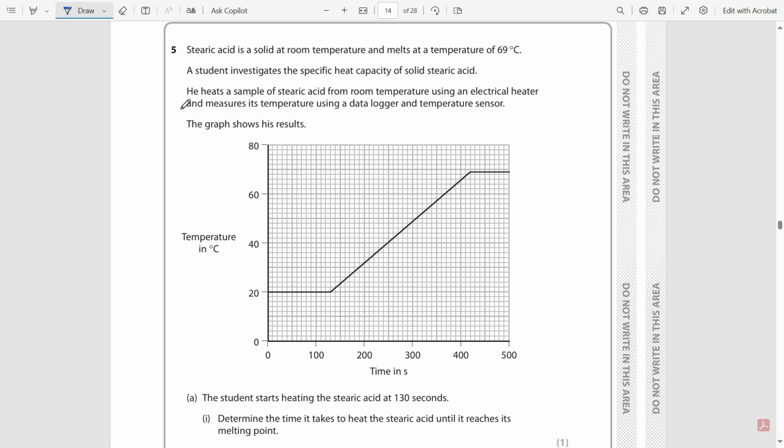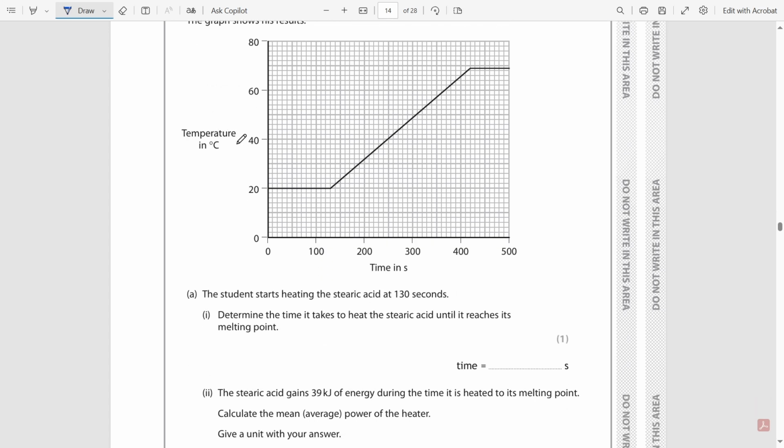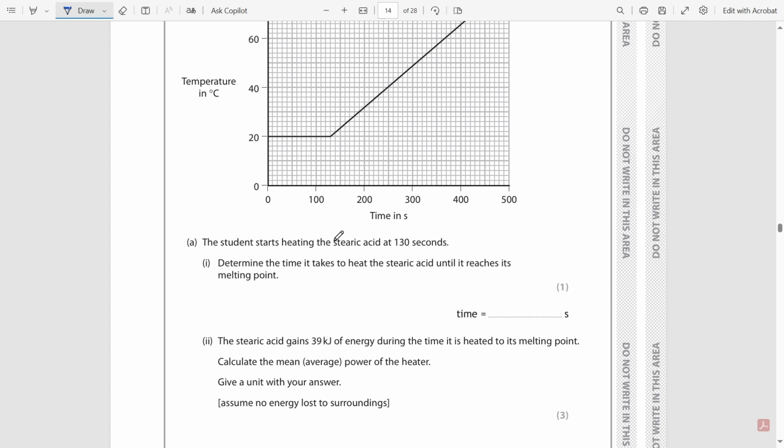Stearic acid is a solid at room temperature, and it melts at a temperature of 69 degrees Celsius. I think I know what this is about, guys. Latent heat. Specific latent heat and specific heat capacity. You guys ready? I know you aren't. I hate it as well. A student investigates. Okay, this is specific heat capacity, guys. The student starts heating the stearic acid at 130 seconds. Determine the time it takes to heat the stearic acid until it reaches its melting point.